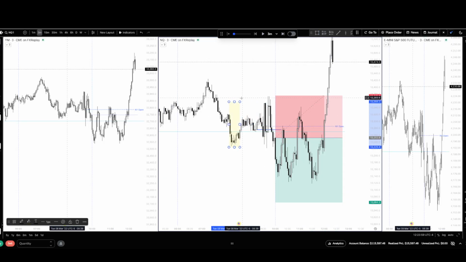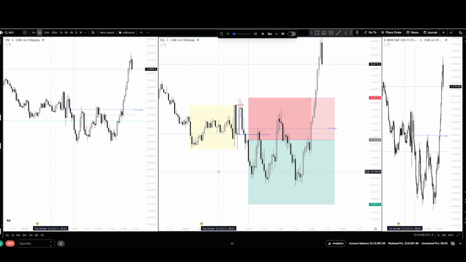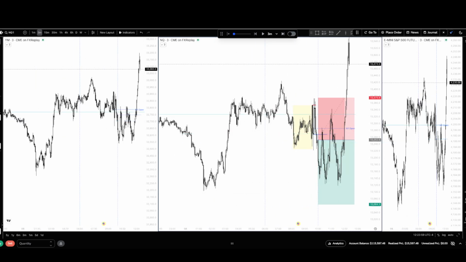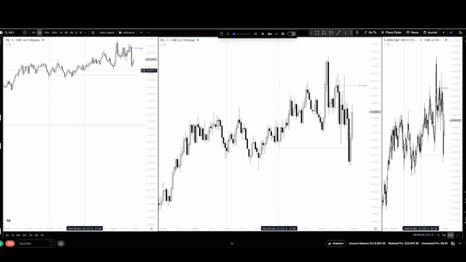And then you can see that we do have that accumulation here, manipulation, and then the CISD. So you have that protected level prior to 10, and we should just see 10 expand, which it didn't, but which is cool. You know what I mean? That's fine. So that would just be your break-even trade there.